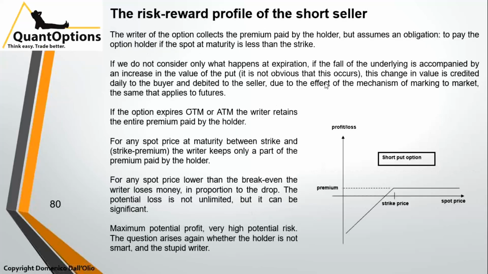What happens to the short seller? Risk-reward profile of the short seller of a cash-settled put option. We just have to mirror the chart with respect to the x-axis. If the option expires out of the money or at the money, the writer retains the entire premium paid by the holder. If we get below the strike, we start restituting a part of the premium paid by the buyer, and finally we get into the losing range. Once again, maximum potential profit, very high potential risk. So the question arises again, whether the holder is not smart and the writer stupid.